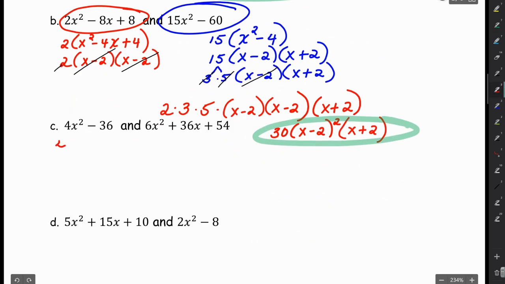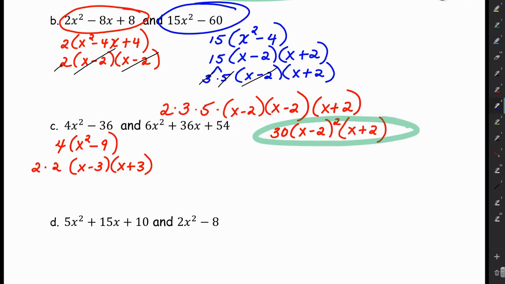So we're going to pull a 4 out. X squared minus 9 is the difference of two squares, and 4 can be rewritten as 2 times 2. Okay, that's fully factored. Now let's work with the other expression here. First, we're going to pull a 6 out.